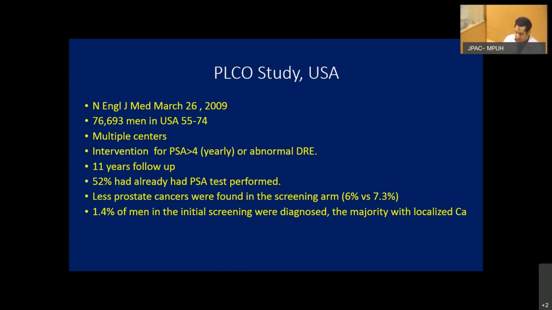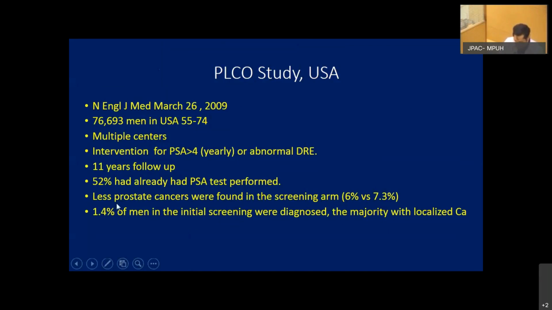Then came the PLCO study of the USA, which was published in the New England Journal of Medicine in 2009. It had 76,000 individuals. The intervention was for PSA more than 4 or abnormal DRE. It had an 11-year follow-up. But the problem was 52% of the patients who were in the control arm, rather the whole population, already had a PSA test done before they were enrolled in the study. Second, fewer prostate cancers were found in the screening arm, that is 6% versus 7.3% in the control group.